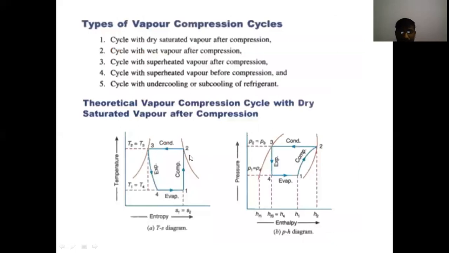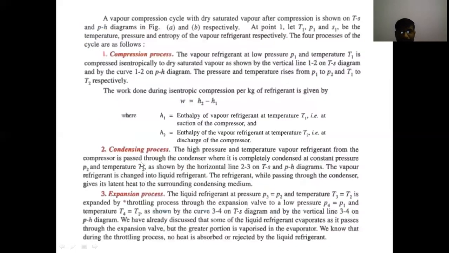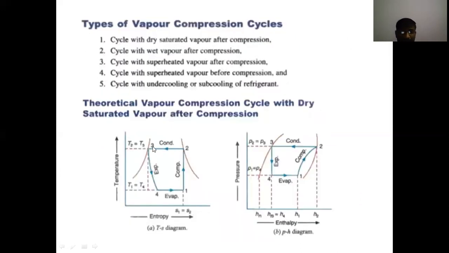After the compression process comes the condensation process. The high pressure and temperature vapor refrigerant from the compressor passes to the condenser, where it is completely condensed at constant pressure and temperature, P2 and T2. It is completely converted to the liquid state by rejecting the latent heat.